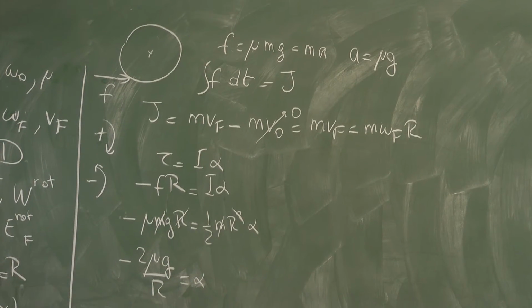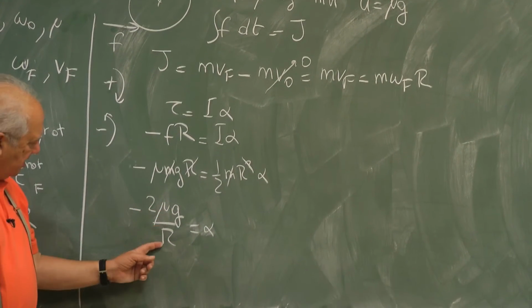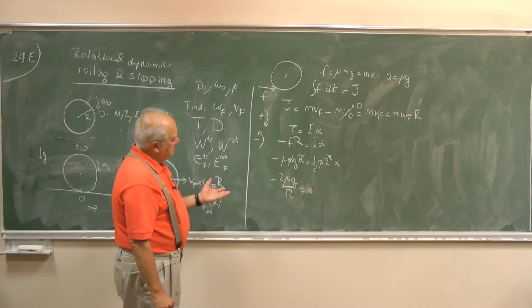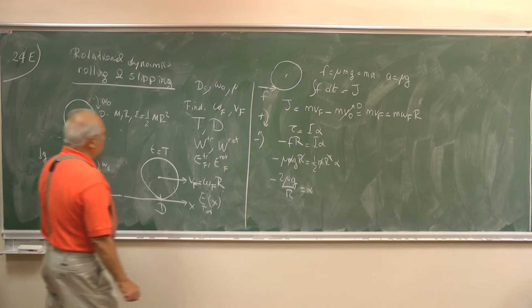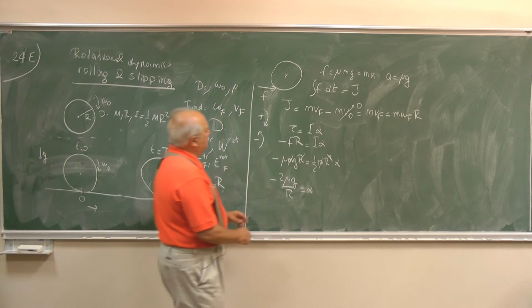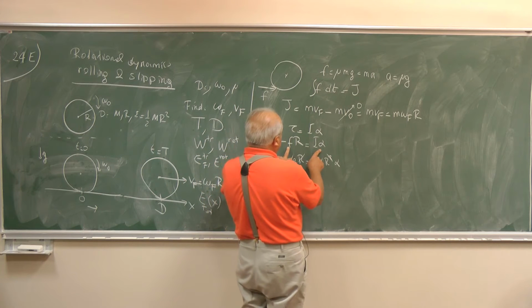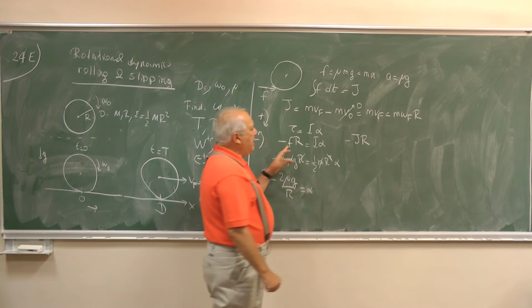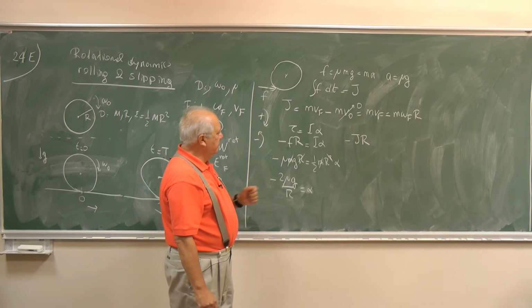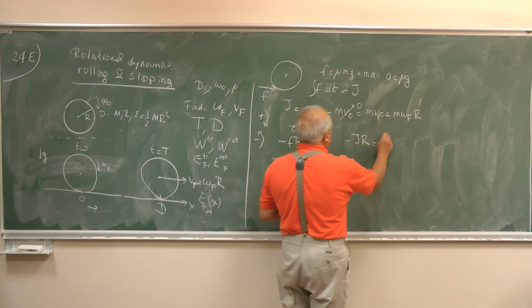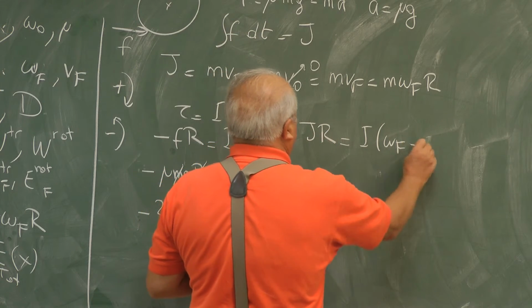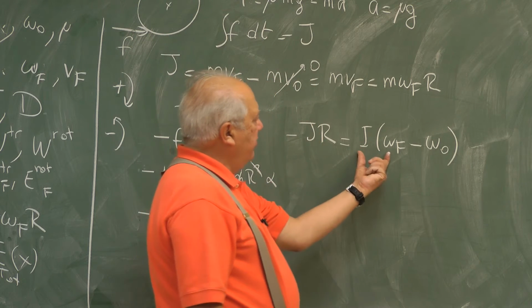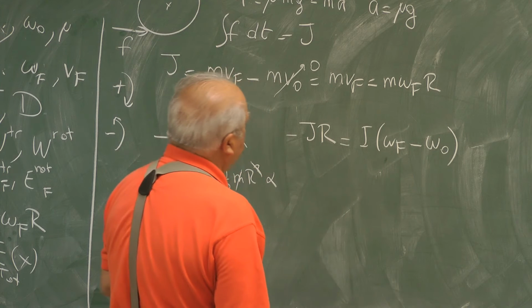That's the angular acceleration. Since these are positive, angular acceleration is deceleration. So angular speed is decreasing as we expect. And if you time integrate this equation, that is minus J r. This is the angular impulse due to the friction, is I times omega f minus omega 0. This is the final angular momentum, and this is the initial angular momentum.